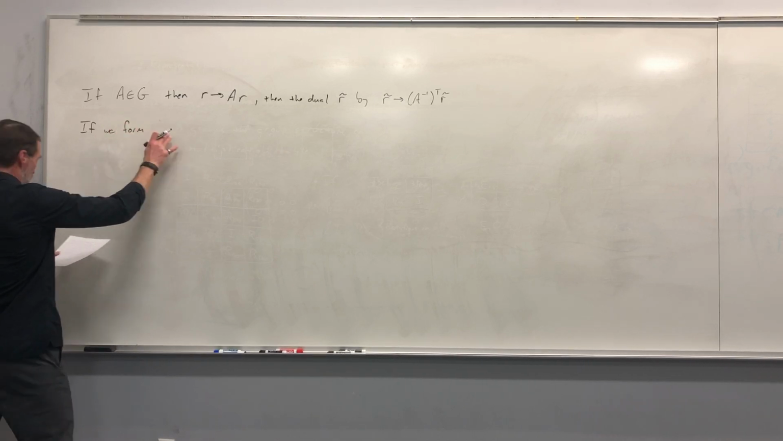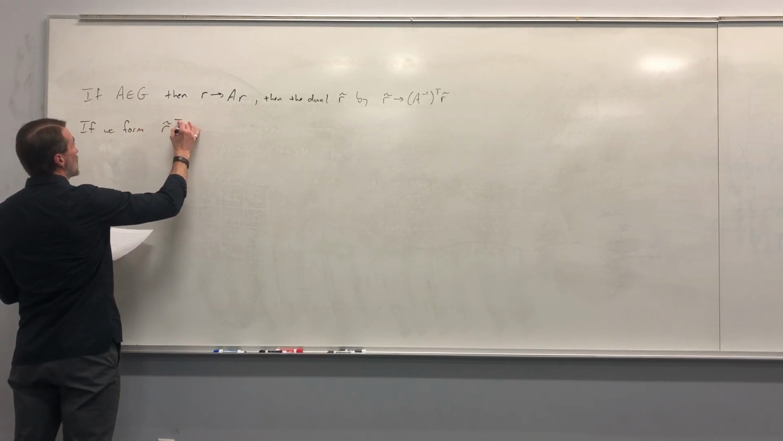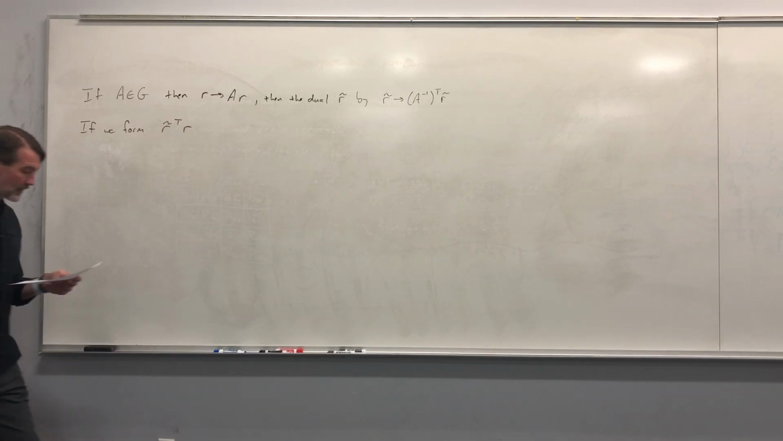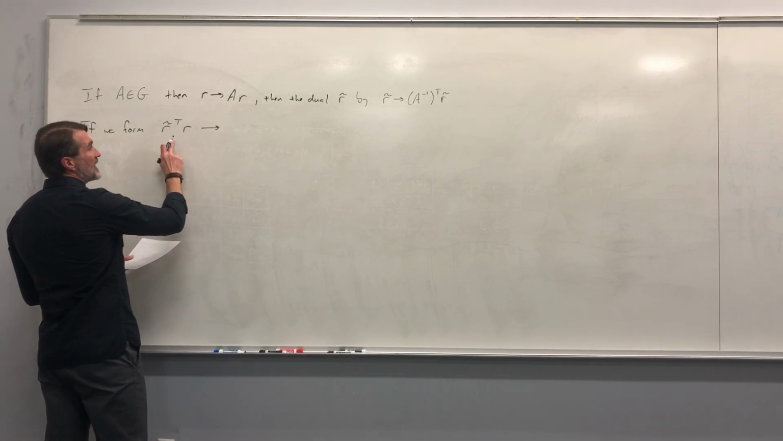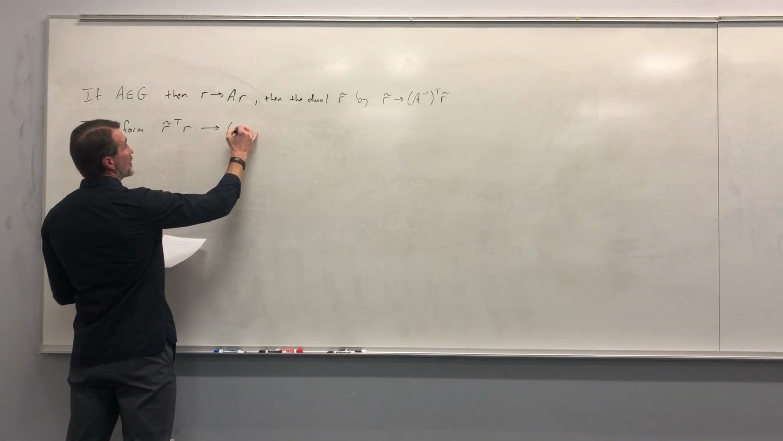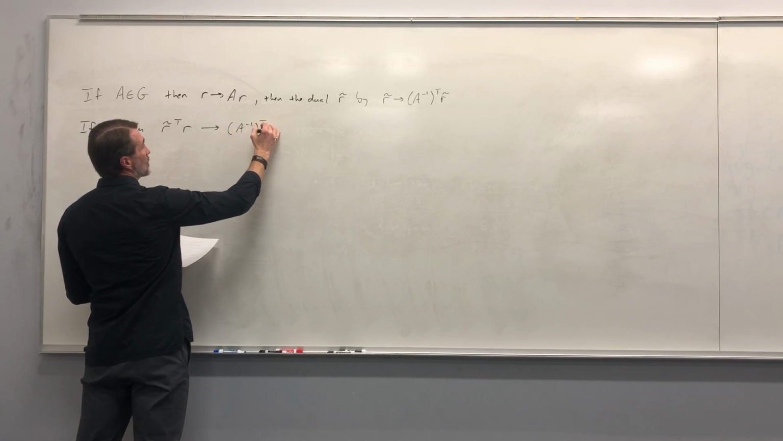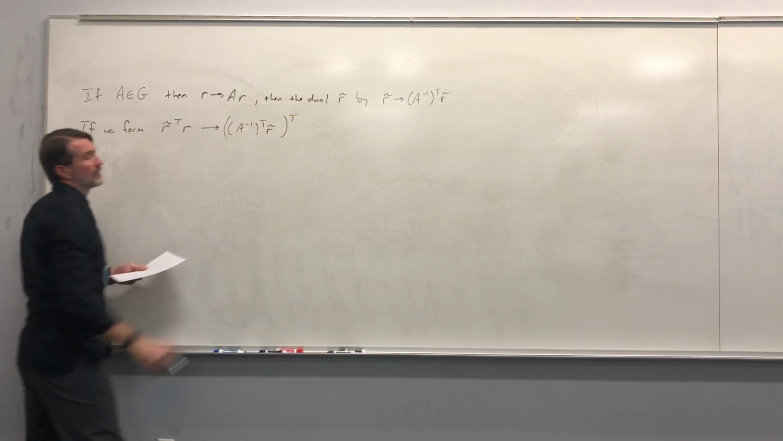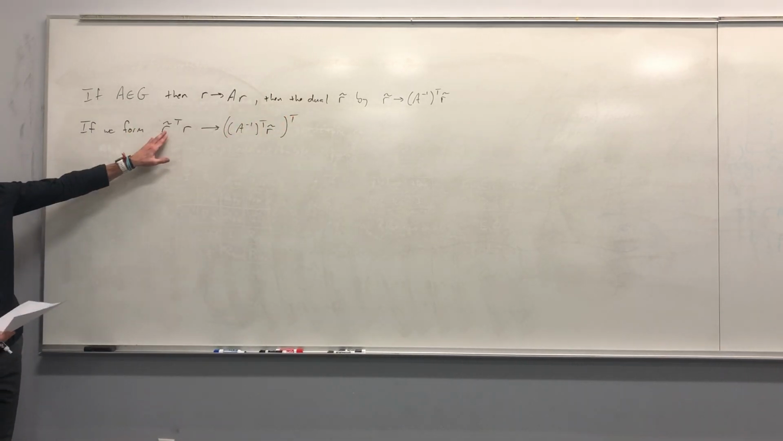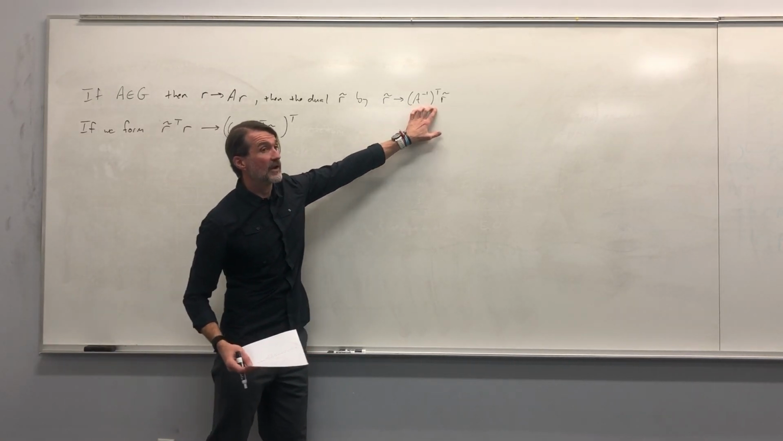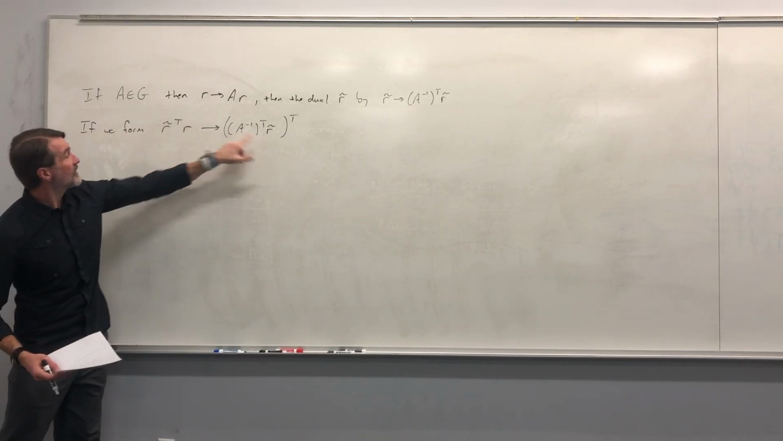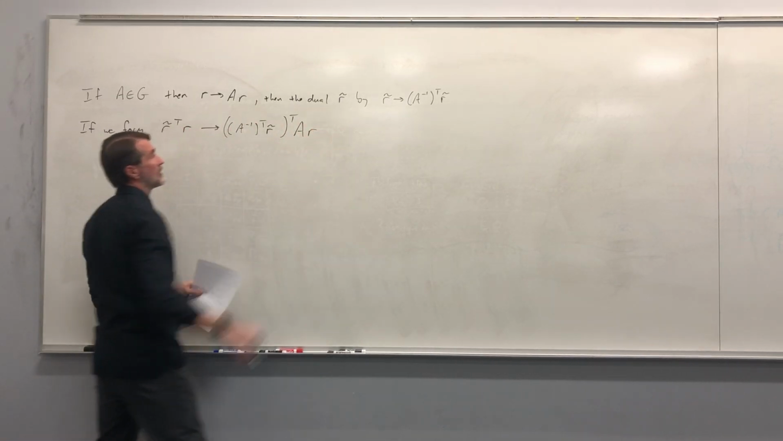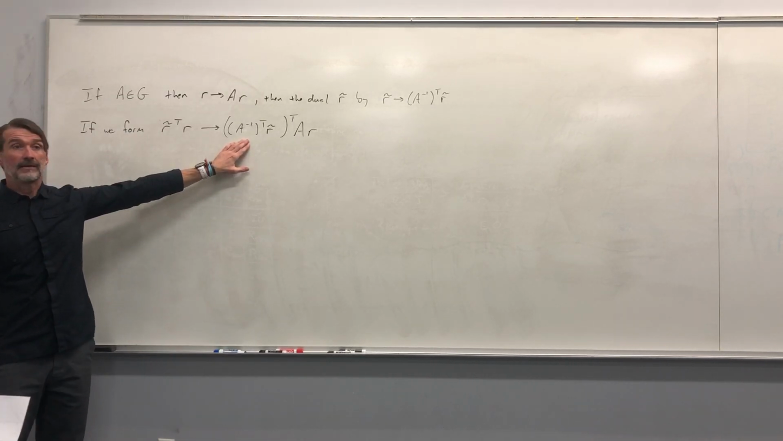If we form R twiddle transpose R, okay, then the transformation is, well, R twiddle transforms into A inverse transpose R twiddle, and all of that is transposed. So I'm just saying R twiddle is given by this under the transformation. So I'm replacing R twiddle with this, and then I have to transpose it. And then R transforms as AR. Looks like a nightmare, right?